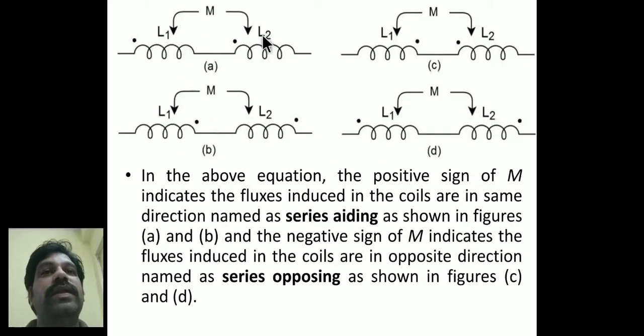So here the pictures show the cases for series aiding and series opposing. In figure A, if you observe, the dot is placed at this point, and for coil 2 the dot is placed at this point.